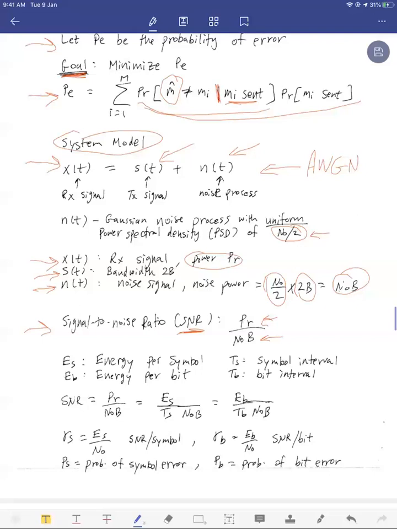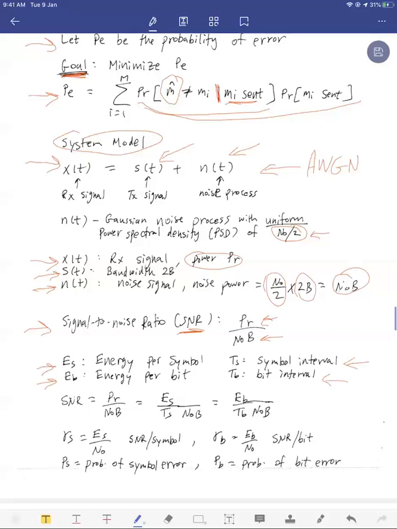It's going to be useful for us to look at things at a symbol and a bit interval. So Es is energy per symbol, Eb is energy per bit. Then we have a symbol interval and a bit interval. The reason we have to do this is that symbols and bits are different. Remember, when we did 4 PSK, we took 2 bits and called them one symbol. So bits and symbols are not the same.